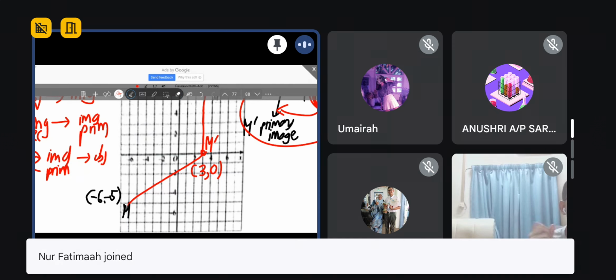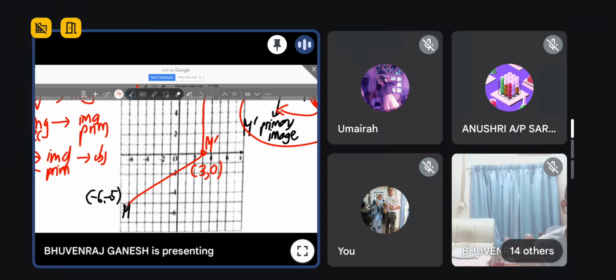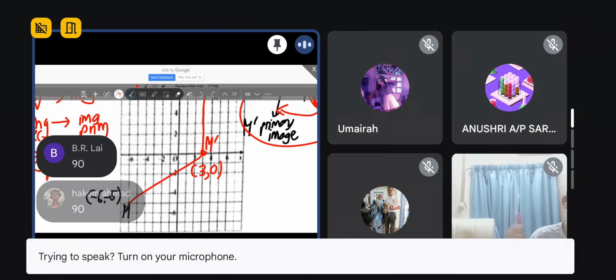Do you think this is a 90 degree or 180 degree rotation? Which one? 90 degrees or 180 degrees for this question? This is the object, this is the image. So 90 degrees or 180? Try commenting. Yes, very good. This is a 90 degree rotation.